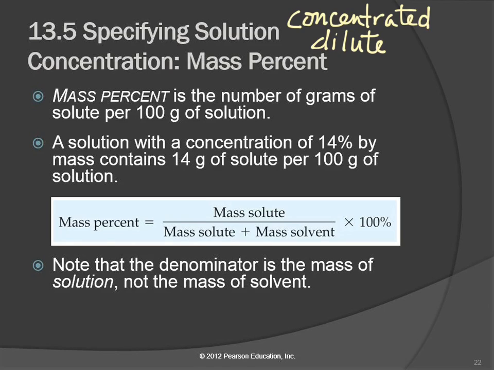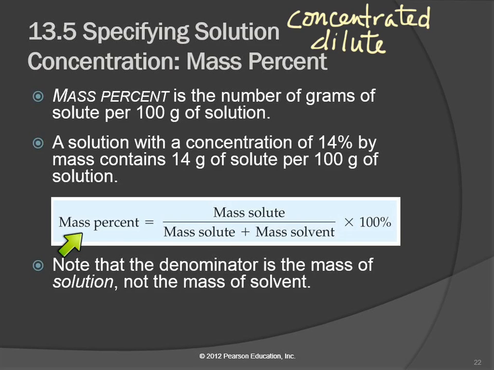So relative qualitative terms are useful, but in chemistry, as you may have guessed, we like to measure things. And so we have quantitative ways of measuring a concentration. One of those is mass percent. Mass percent is the number of grams of solute per 100 grams of solution. Not solvent, solution. This is different than the solubility, which was grams of solute per 100 grams of water.